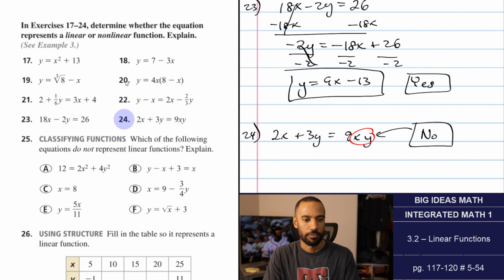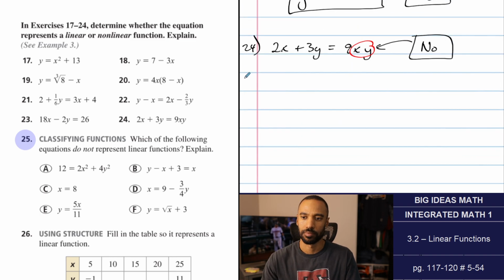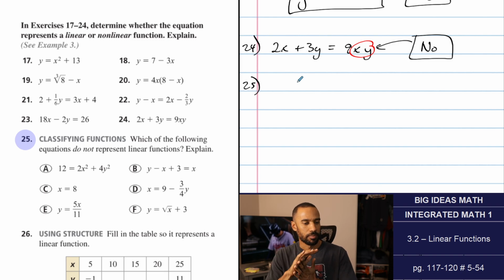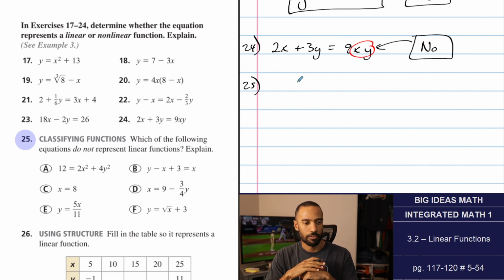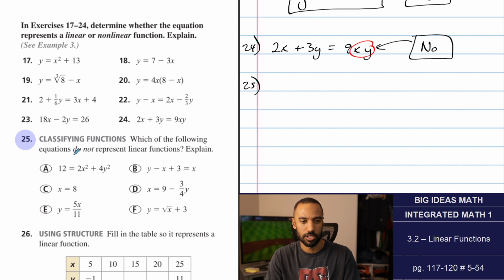Okay, number 25. Which of the following equations do not represent linear functions? Explain. Well, we just did a whole set of them. I don't know if I'm really down for a full verbal explanation of them, so I'm going to write the letters and say them out loud. In these cases here, x and y both being squared totally represents not a linear function, so which don't represent? This does not represent a linear function.